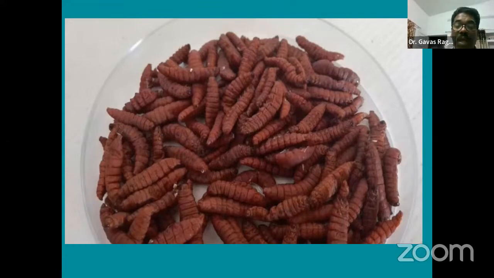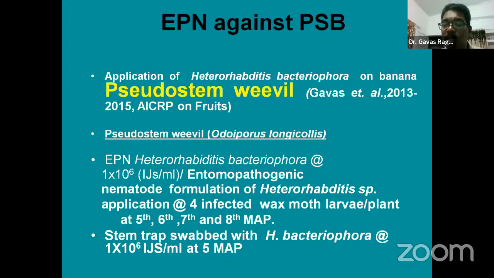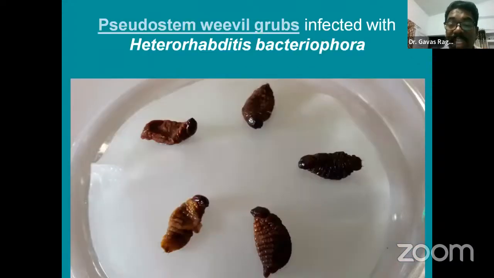So what we recommend to the farmers is to place these cadavers into the leaf axil at the 5th, 6th, and 7th month after planting, which gives 100% management of this pseudostem weevil. So this is an example where the pseudostem weevil is infected with the entomopathogenic nematode. You can see the color change.